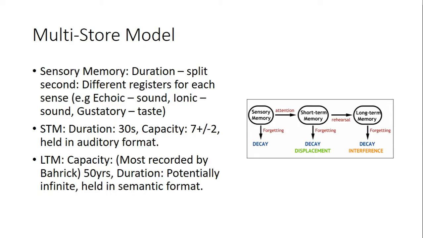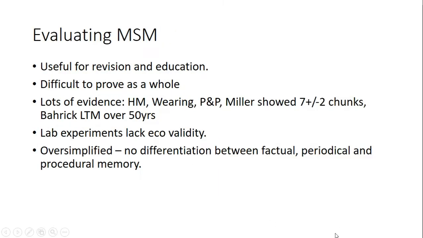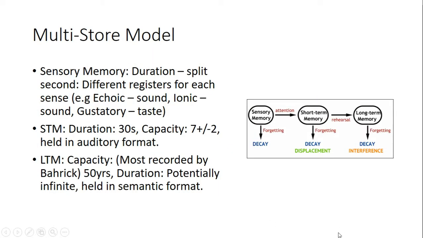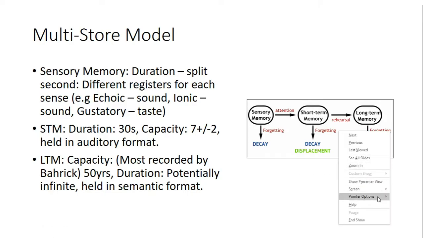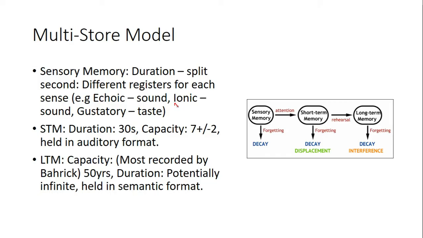You've got echoic, which is sound. You've got, I wrote ionic there, it's actually meant to be iconic, so I'll use the pen again, there should be a C in there, so iconic. You've got gustatory for taste as well, and you've got more as well. Olfactory, I believe, is for smell.